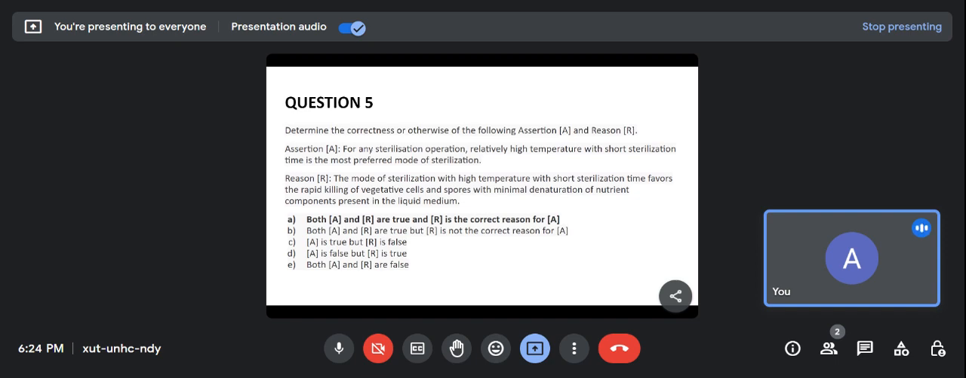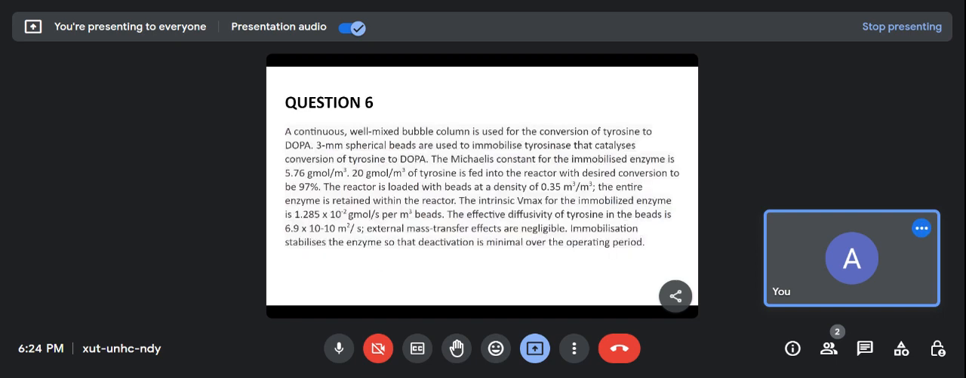So it is true that we like high temperature and short sterilization time, and that is because it kills off vegetative cells and spores, and because it's a short time, you do it with minimal denaturation to the components present in the media. So this is question number 6.